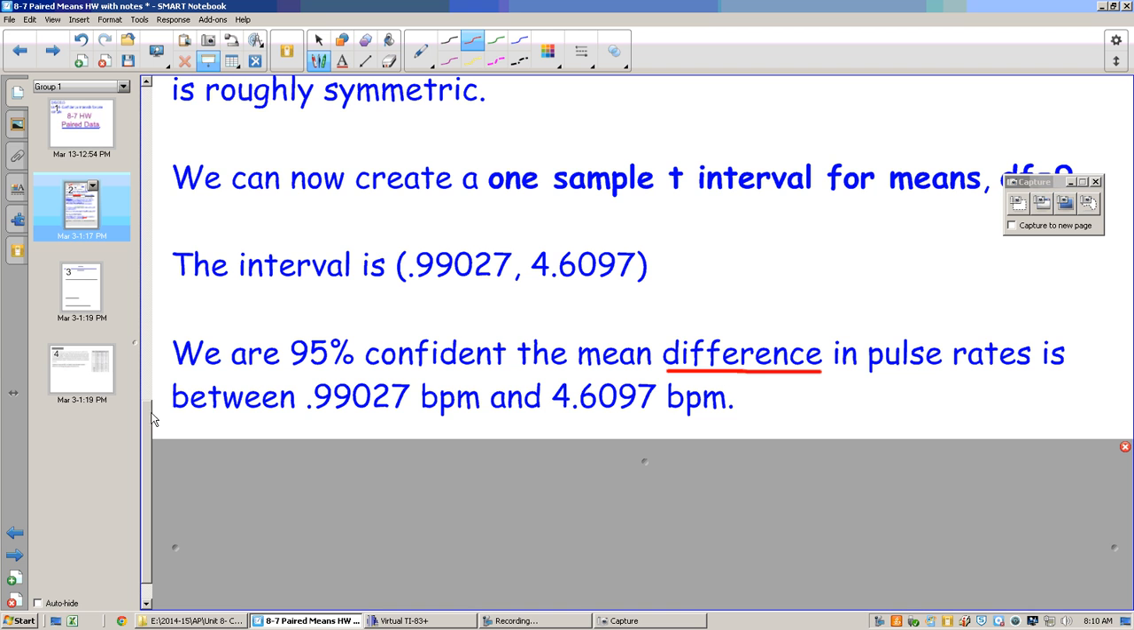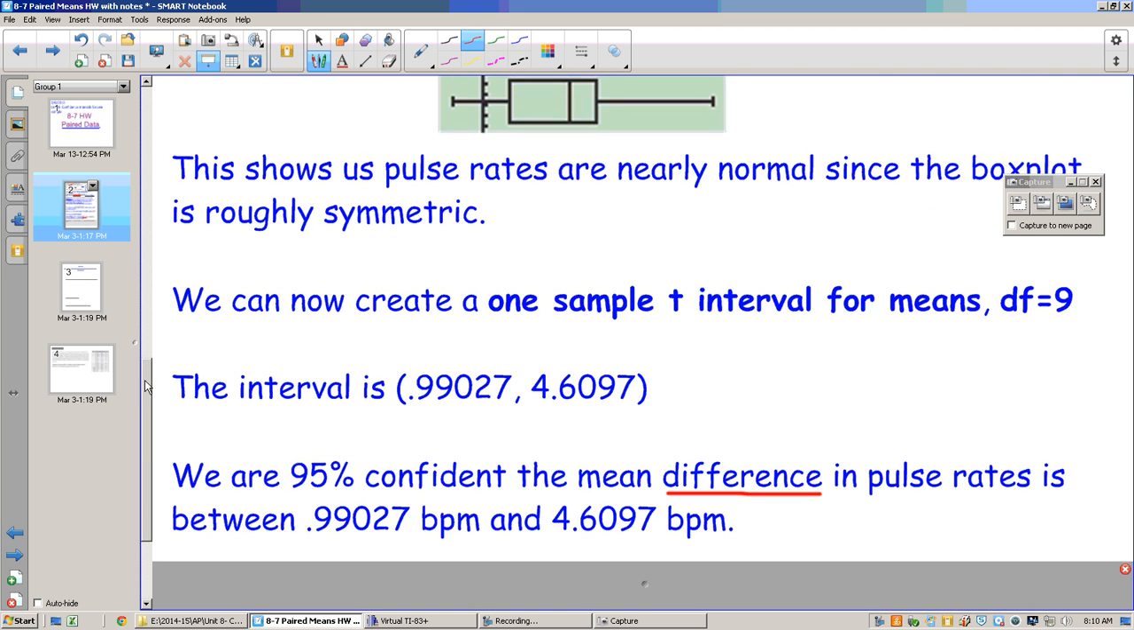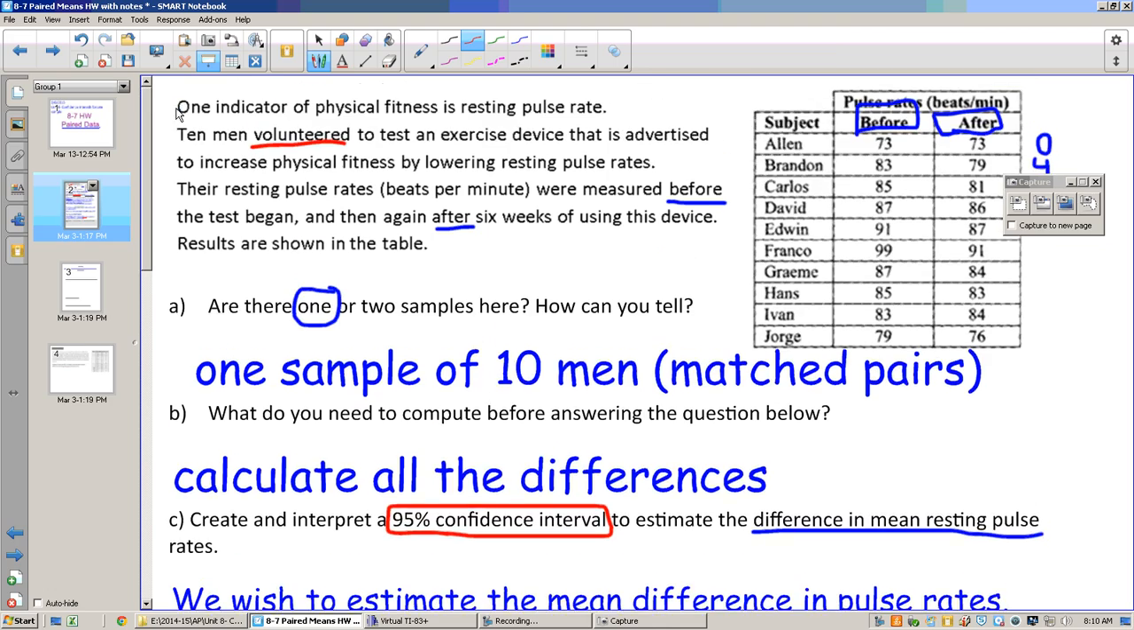Okay, so what we looked at here, just to recap, is we looked at the differences. We had paired data, but it's still only one sample. And so what we did was we looked at the difference between before and after for each person. So this was the one list that we used to do all our inference on.